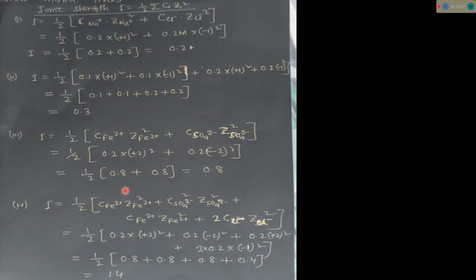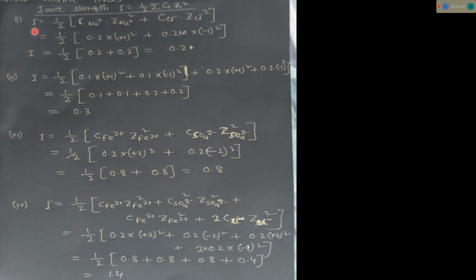Now we have to focus on the exact theory and some concepts. We all know the ionic strength I equals half the summation of Ci Zi square. Ci means the concentration of the species, and Zi is the charge of the species.